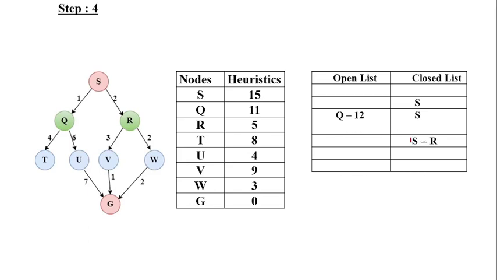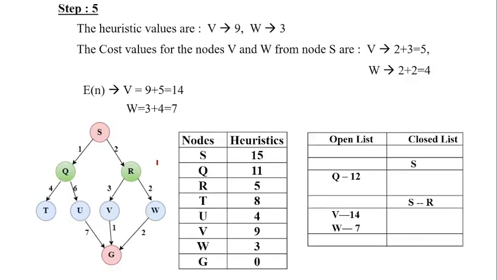Next, find the adjacent nodes of R. The adjacent nodes of R are V and W. Find the heuristic values of nodes V and W. The heuristic values of V and W are 9 and 3. Next, find the cost values for the nodes V and W from the root node S. For V, the path cost value is 2 plus 3, which is equal to 5. And for W, the path cost value from S is 2 plus 2, which is equal to 4.